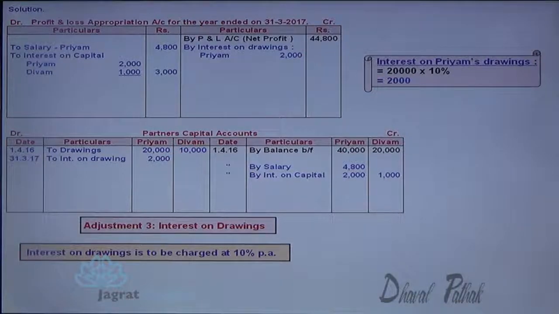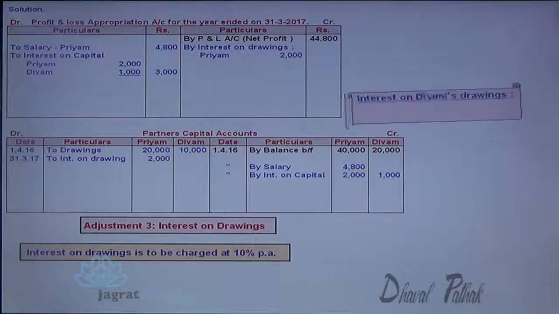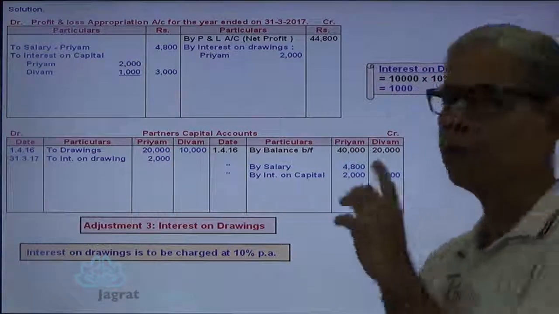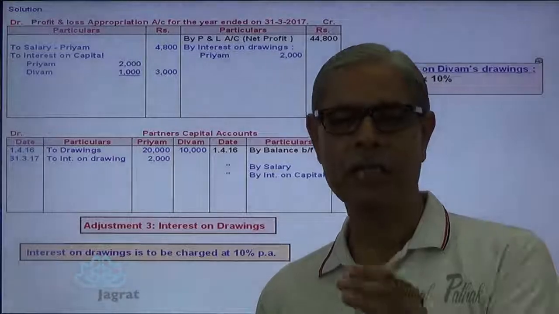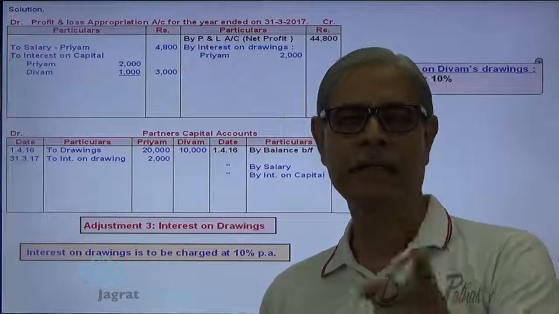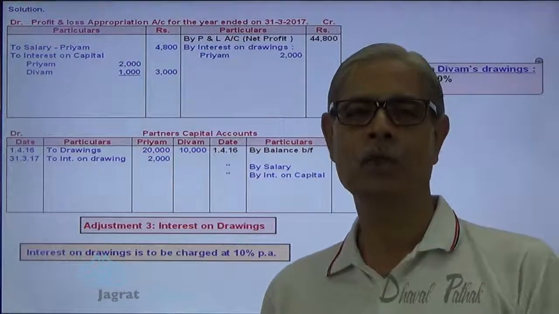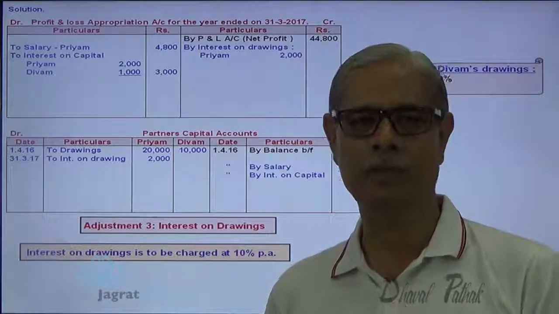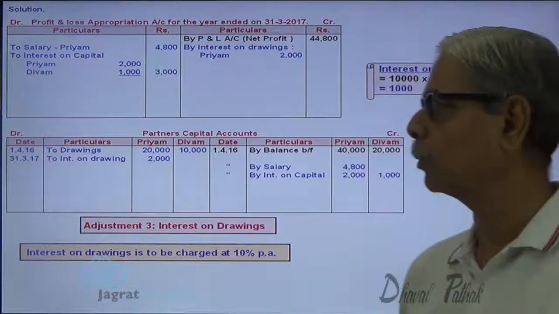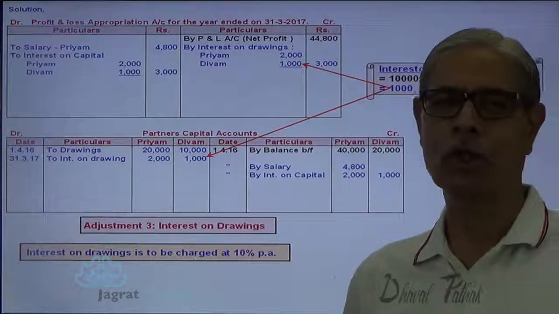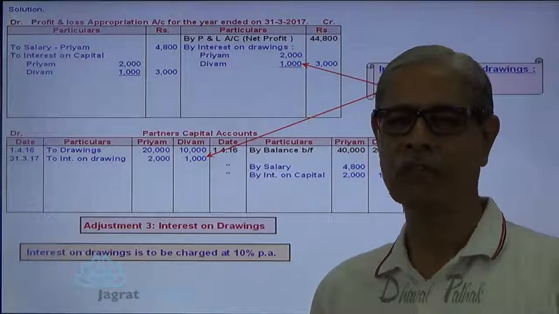Same way, calculate interest on drawing for Divam. 10,000 into 10%, 1,000. This is also interest on drawing, interest on amount withdrawn by Divam. Interest is to be charged for that. So Divam has to pay that interest. It is an income of the partnership firm. So it is credited to profit and loss appropriation account. So Divam capital account debit, profit and loss appropriation account credit. So this is how interest on drawings is being credited to profit and loss appropriation account.